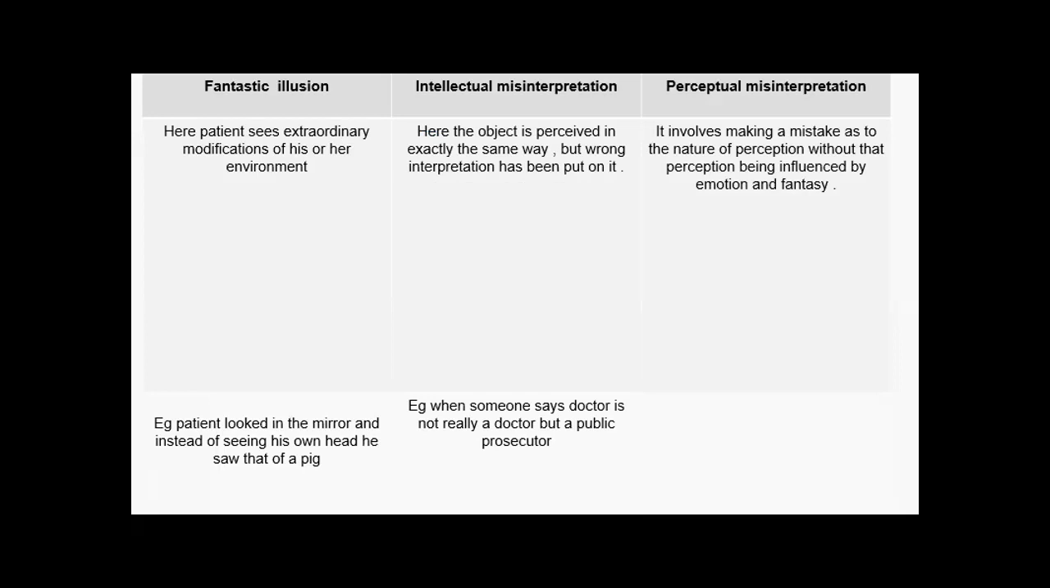Then the difference between fantastic illusion, intellectual misinterpretation, and perceptual misinterpretation. Fantastic illusion, the patient sees extraordinary modification of his or her environment. Example, the patient looked in the mirror and instead of seeing his own head, saw that of a pig. Then intellectual misinterpretation. Here the object is perceived in exactly the same way, but a wrong interpretation has been put on it. Example, when someone says the doctor is not really a doctor, but a public prosecutor. Then there is perceptual misinterpretation. It involves making a mistake as to the nature of the perception without that perception being influenced by emotions and fantasy.